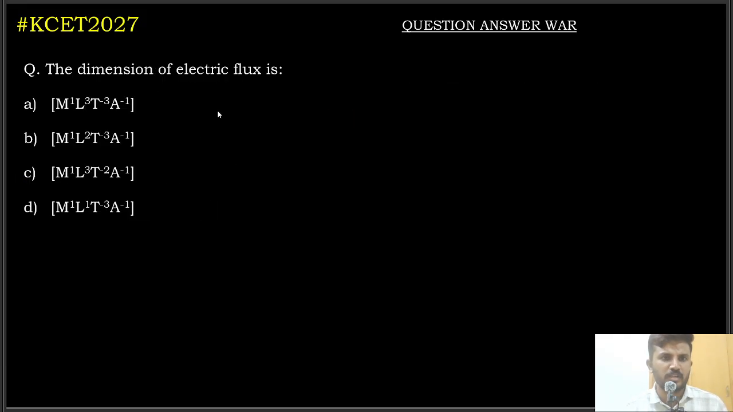Next we have dimensions of electric flux. Electric flux is given by E into A. Can I write electric field is given by F by Q? In the first Coulomb's law concept I have explained it, please learn it. So F by Q. The unit of force is kg meter per second square, and area is meter square.